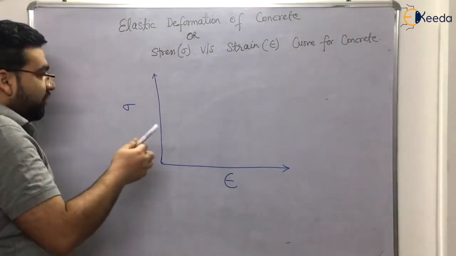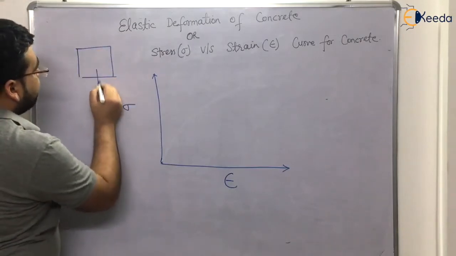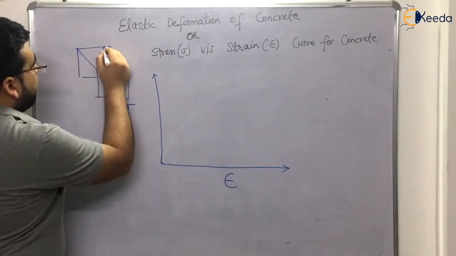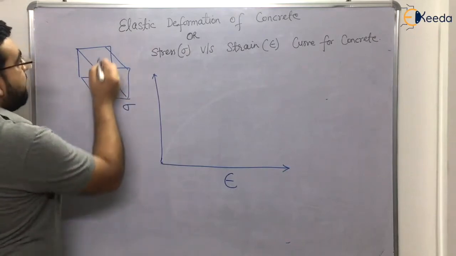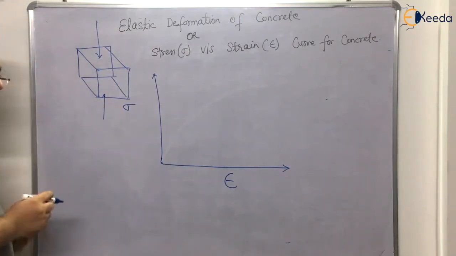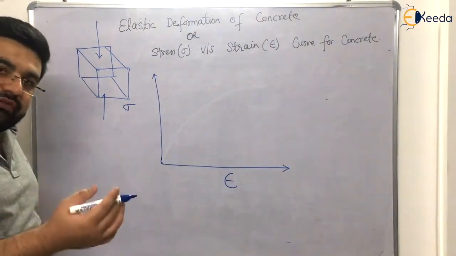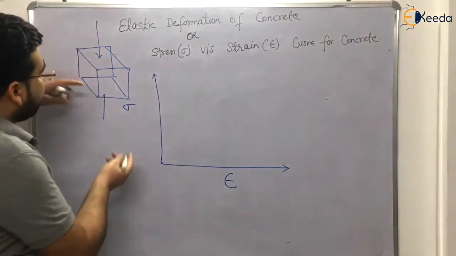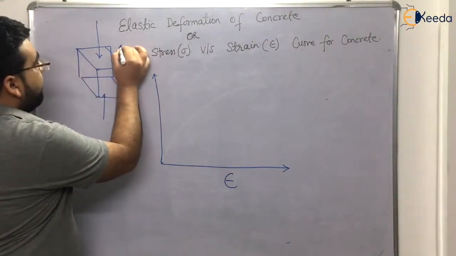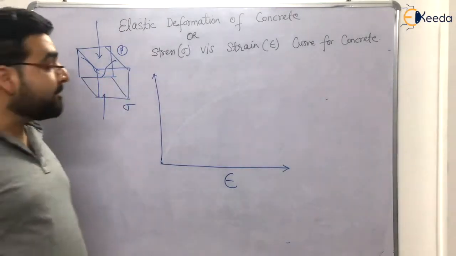Now, let us say that this is the cubical mold, 150 into 150 into 150 mm. You apply some load from here as well as here. Now what will happen when you initially apply load? Stress will increase, strain will also increase, and at some point a load P will be reached where it will break, or you can say it has failed.